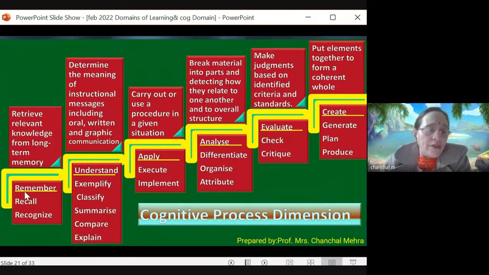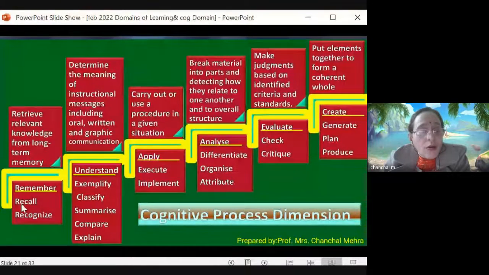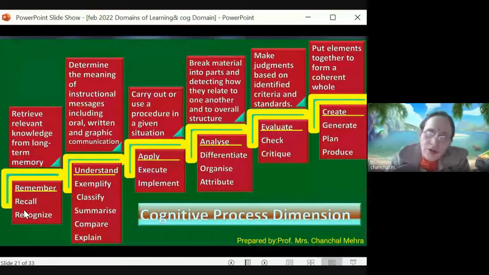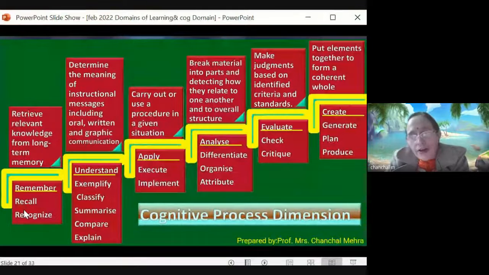Now actually here what the teacher is supposed to do, to design such situations where they can recall or recognize the things. Whenever the teacher is asking the students to name a particular part of a particular machine which he has already taught, there he is giving him a situation to retrieve the information from the long-term memory.